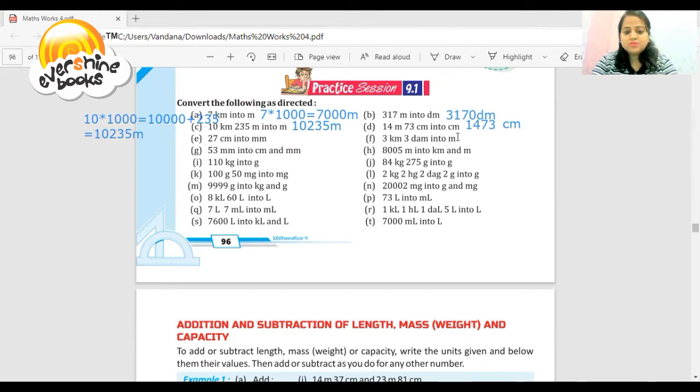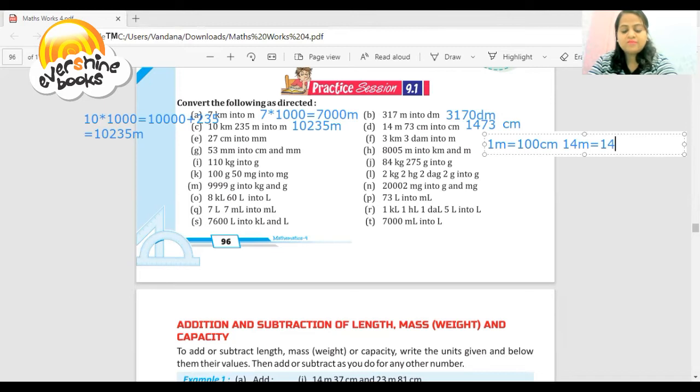Now in this D1, 14 meter 73 centimeter into centimeter. So first you should know 1 meter is equal to 100 centimeter. Okay. So right here 1 meter is equal to 100 centimeter, and then 14 meter is equal to 1400 centimeter. Okay.